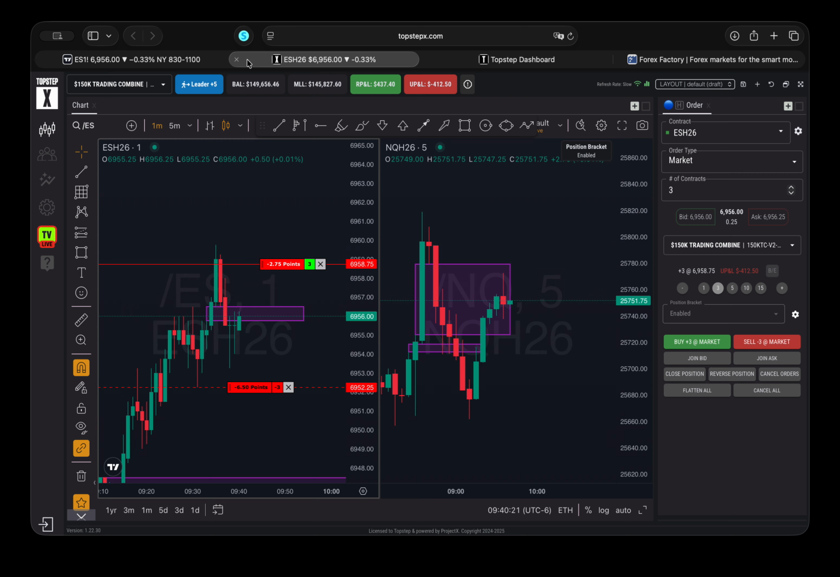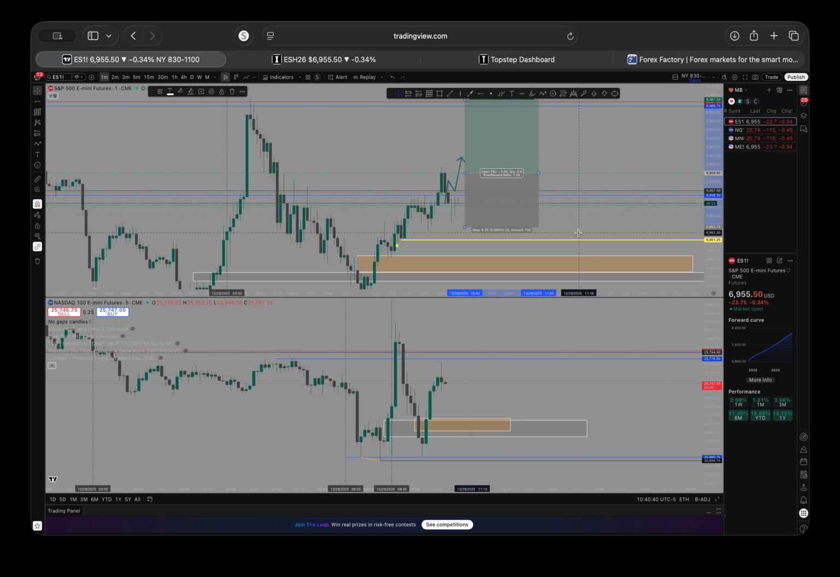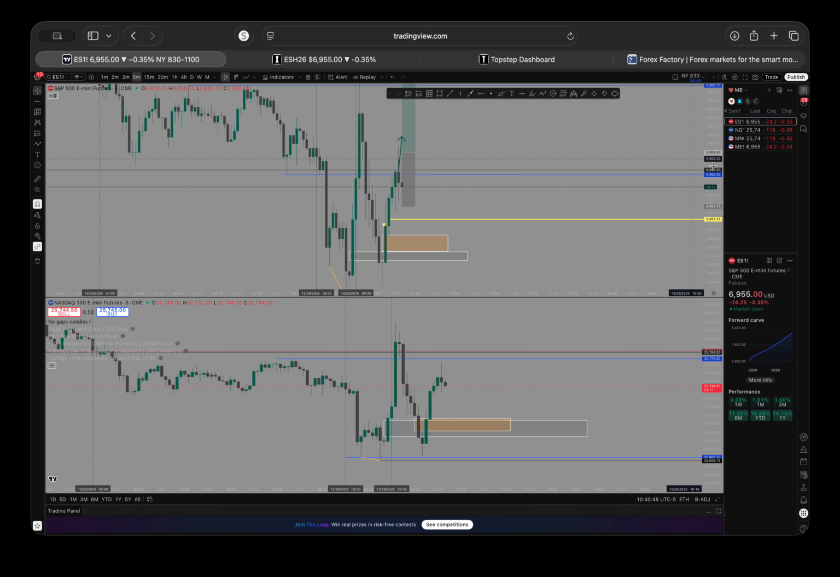Let's see. Because it depends if we're still... Obviously, this fair value gap has been invalidated. And that's on the 1 minute that I created it. So the 5 minutes is always going to have a heavier... this is a 5 minute fair value gap. Still sort of honoring. Let me go back out to the 5 minute.